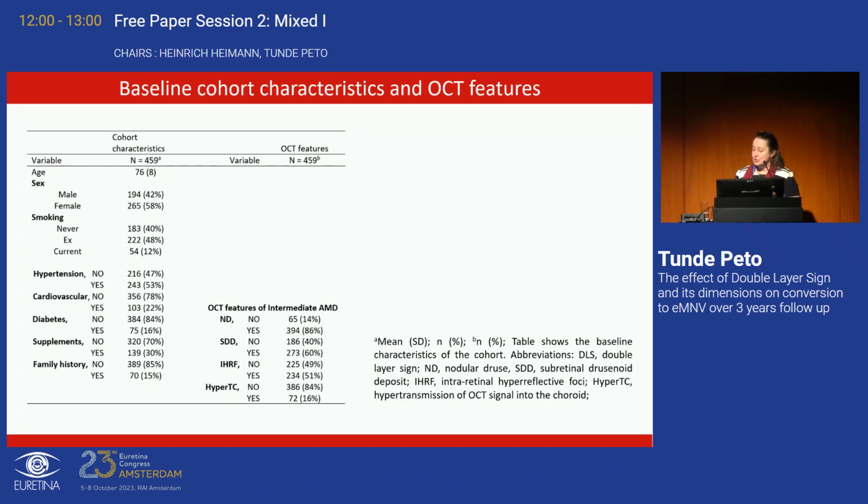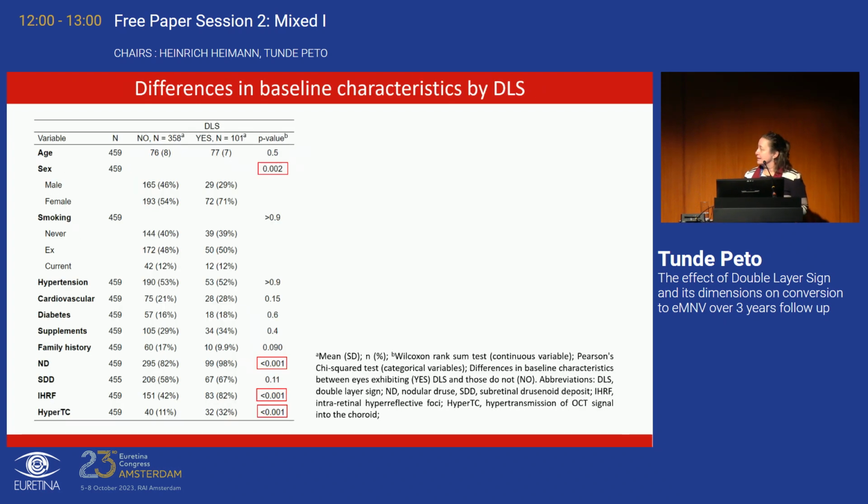So the baseline cohort characteristics are not different to pretty much any AMD cohorts that you see. They are more elderly, there are more females, there are ex and never smokers, which is getting more and more common in our studies. And the OCT features of intermediate AMD are on the right-hand side. They had more drusen and intraretinal hyperreflective foci, and also hypertransmission in those who had DLS.